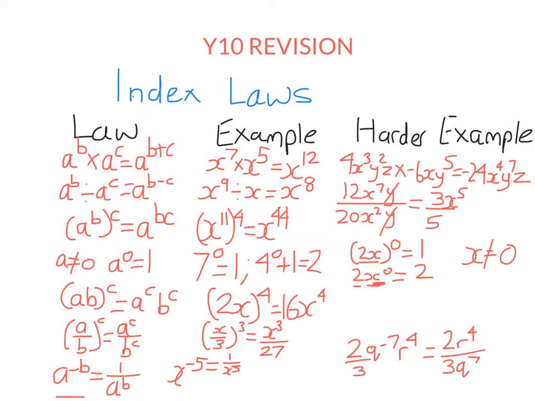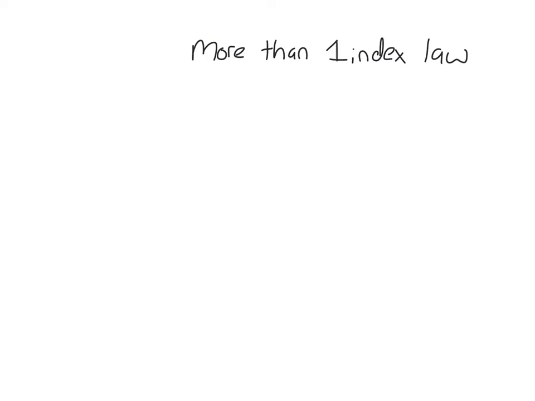So on the next slide, I'm just going to do a few examples where you have to use more than one index law. So please pause and copy this down if you need. Okay, so let's look at an example like 3x to the power of 4 to the power of 3. So we have a product here and also power to a power. So I have to raise 3 to the power of 3. Now to raise x to the power of 4 to the power of 3, use the power of a power rule.